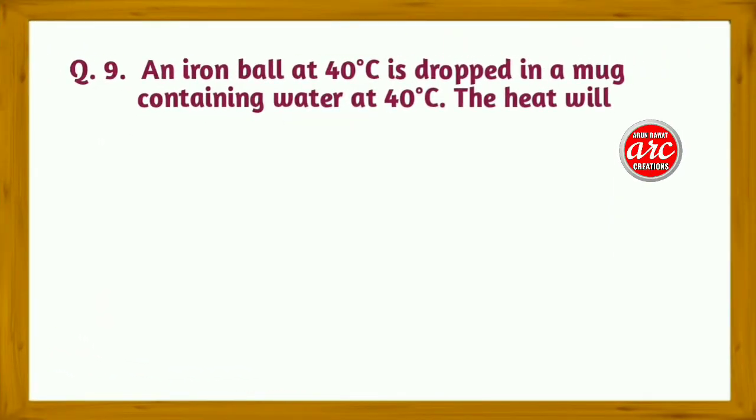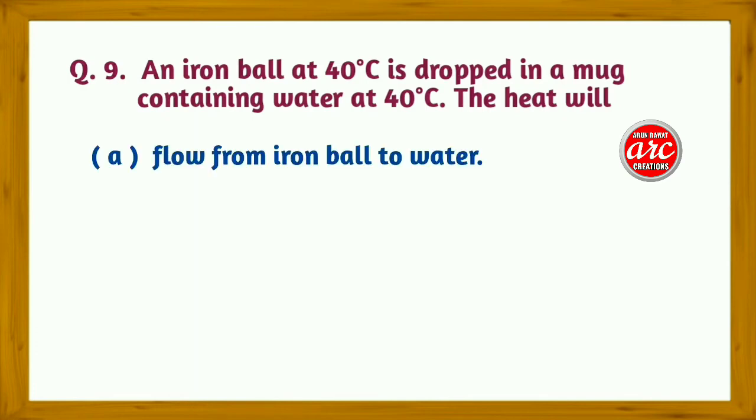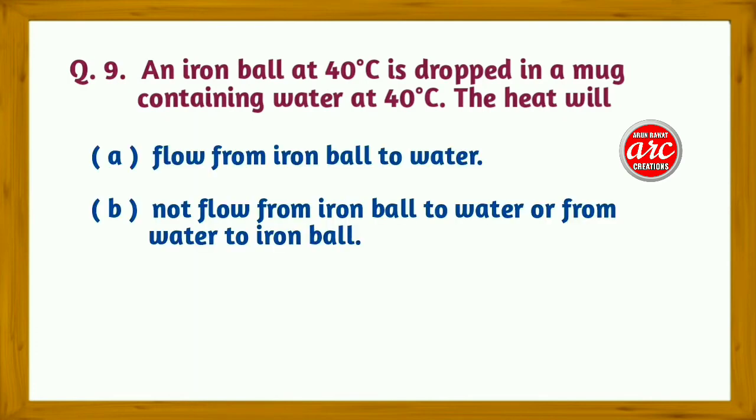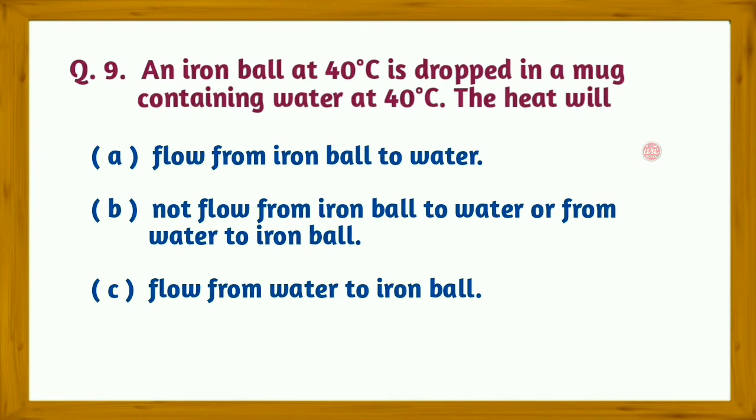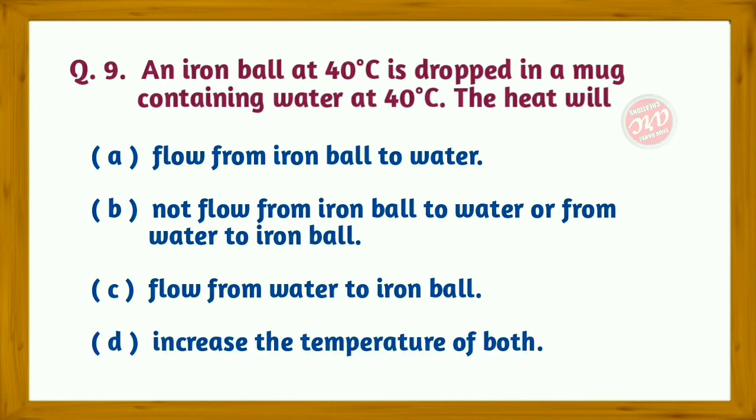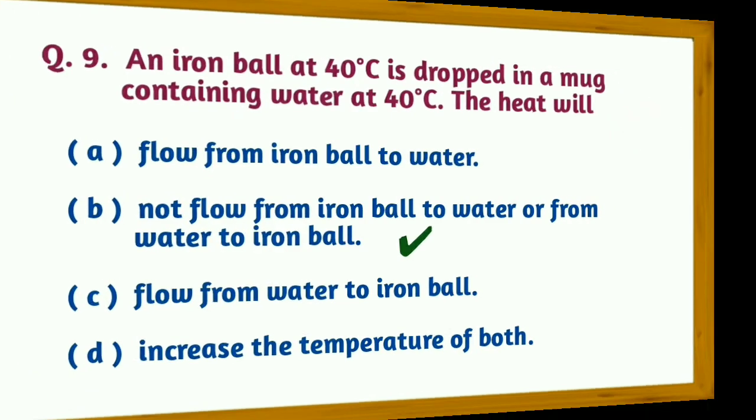Question number 9. An iron ball at 40 degrees Celsius is dropped in a mug containing water at 40 degrees Celsius. The heat will A. flow from iron ball to water, B. not flow from iron ball to water or from water to iron ball, C. flow from water to iron ball, D. increase the temperature of both. The correct answer is B. Not flow from iron ball to water or from water to iron ball.